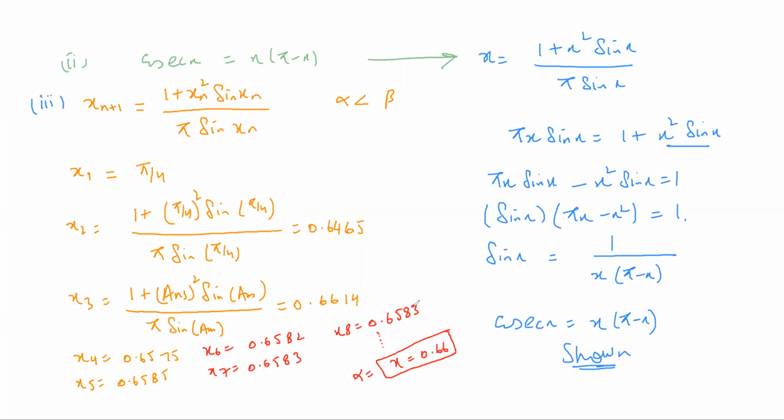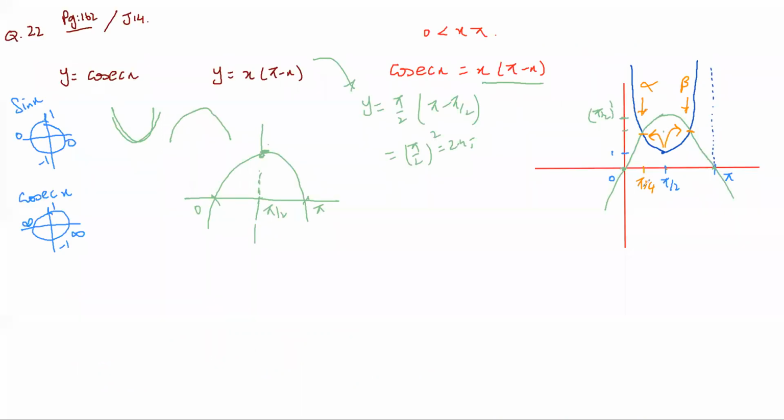Any idea how to find this beta? Please be quick. We need to go back to this diagram over here. Now this is 0.66. How can I find this beta? Sir, subtract 0.66 from pi by 2, and we'll be adding that value to pi by 2.